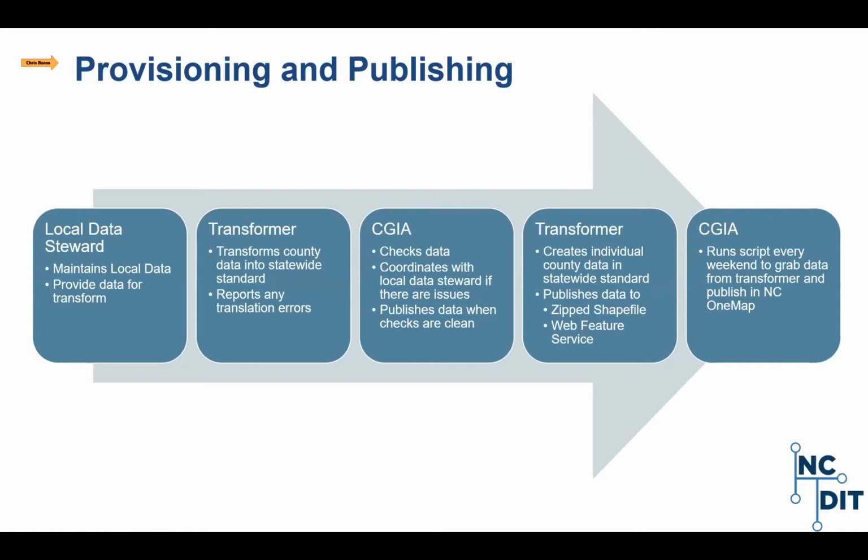The transformer then creates the final individual county data in the statewide standard and publishes the data into both a zipped shapefile download and a web feature service. Then CGIA has a script that runs on a weekly basis to grab this final data set, create the county downloads, create the statewide download, and extract the data from the web feature service and publish these into the NC1 map, web map service, and web feature service.